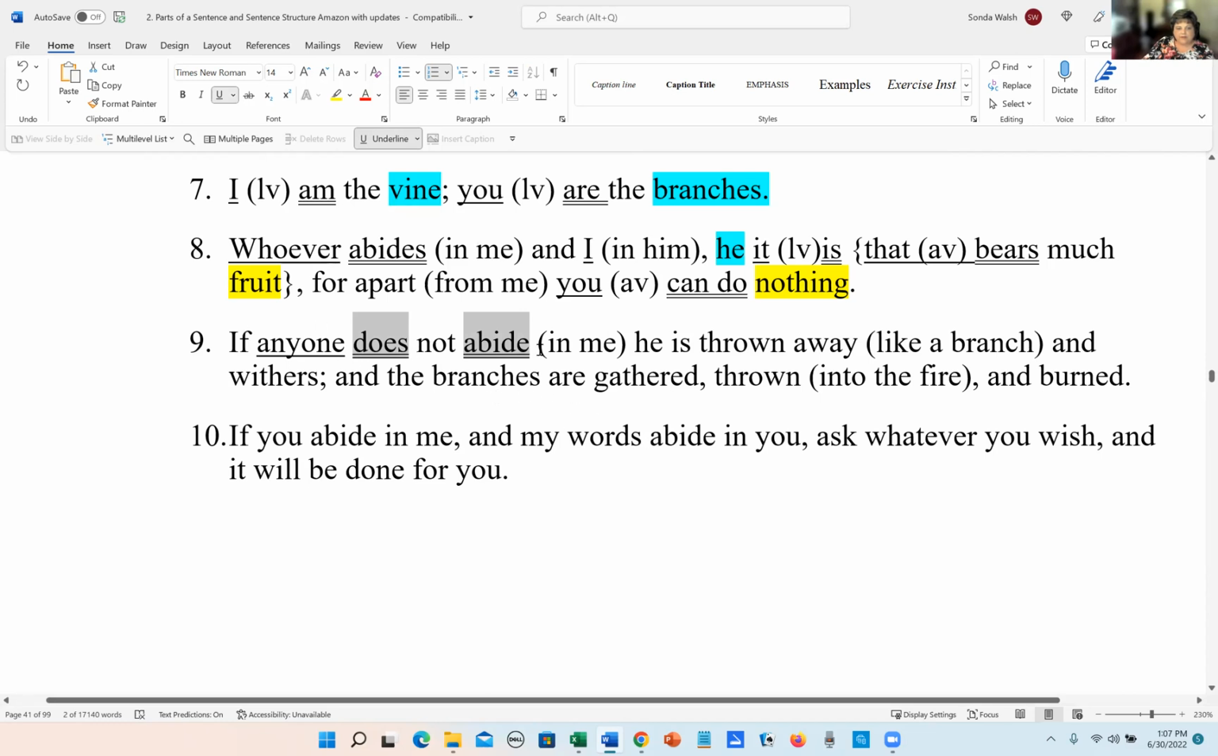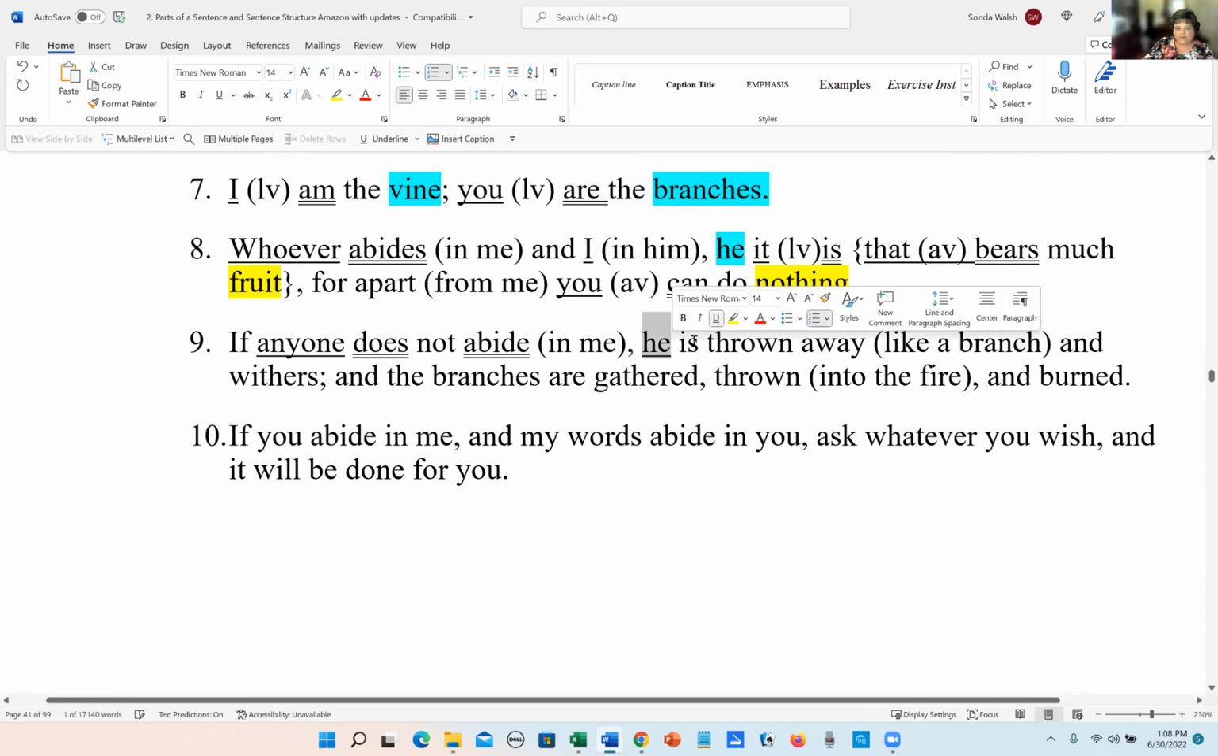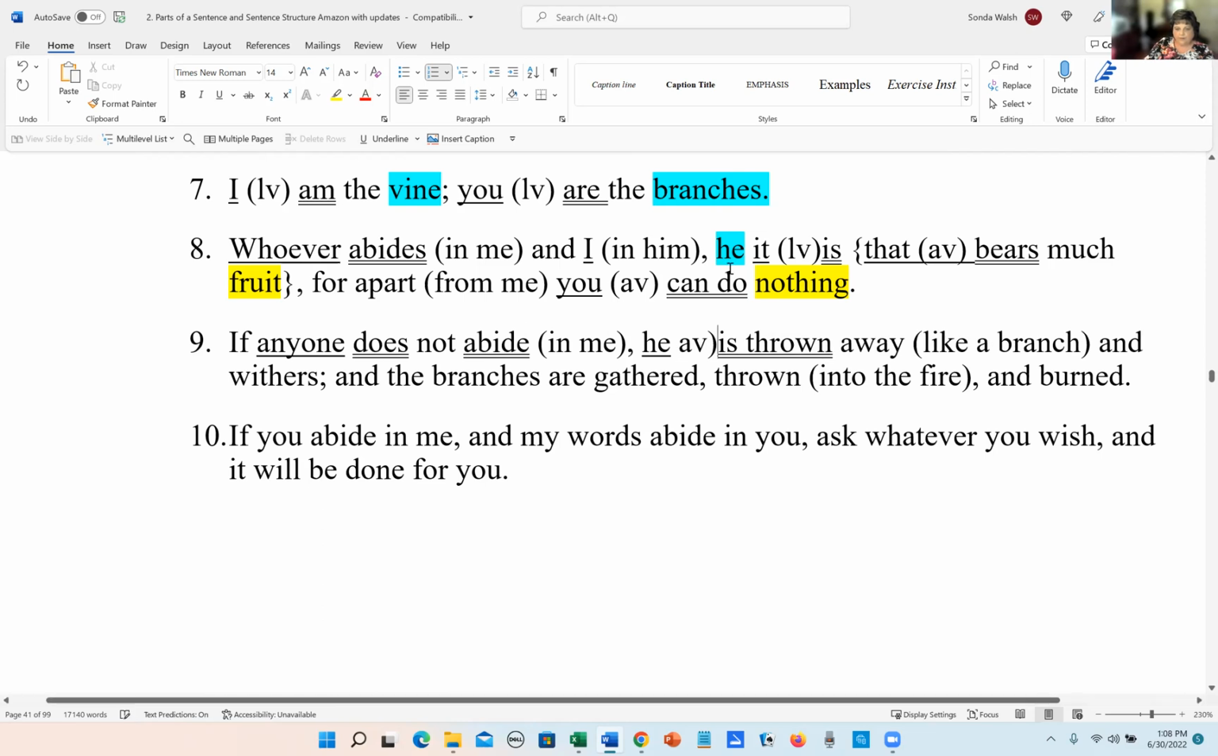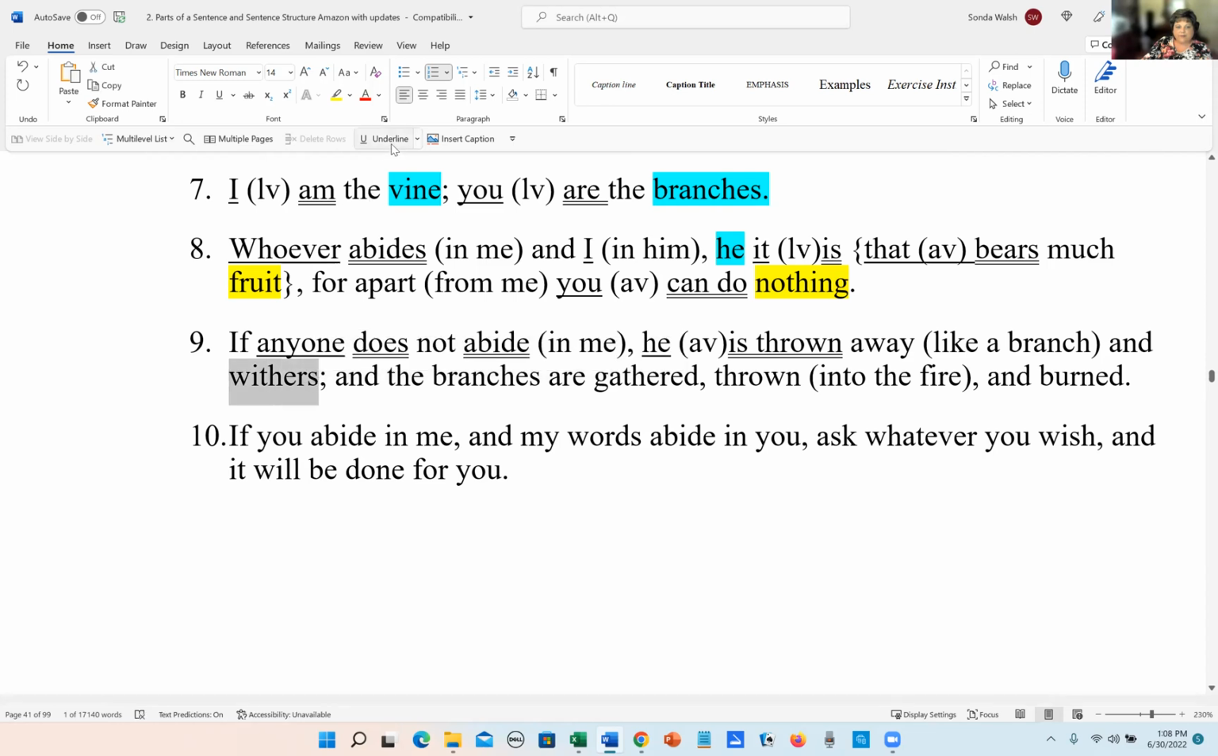So if anyone does not abide in me, this needs a comma right here. It's not the way it was written. He is a subject. Is thrown is an action verb. Away tells where, so that is not anything. And withers is an action verb. So we don't have anything there.